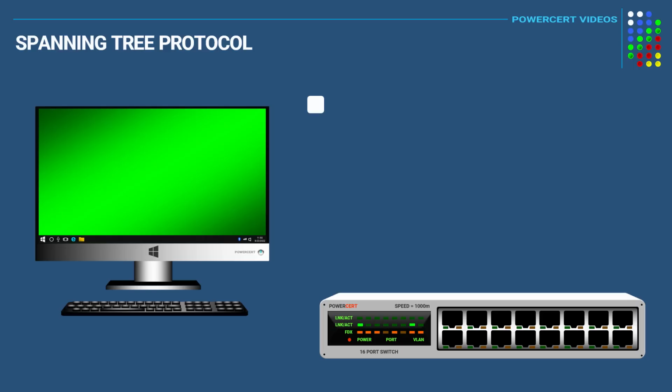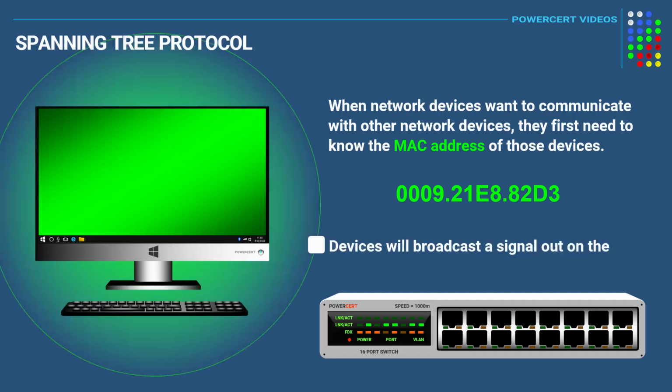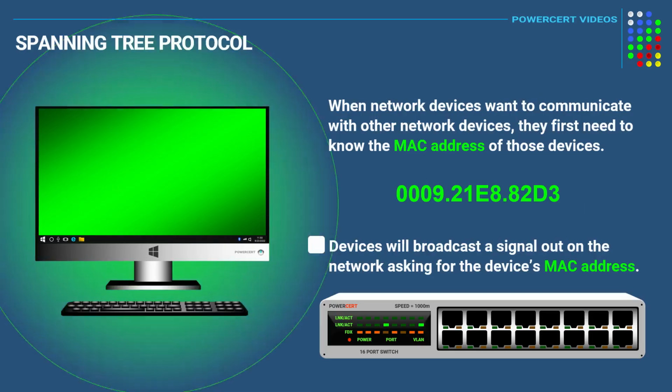Now, when network devices want to communicate with other network devices, they first need to know the MAC address of those devices. And the way they find the MAC address of a device that they want to talk to is by broadcasting a signal out on the network asking for that device's MAC address. And then once the MAC address is known, communication can take place.